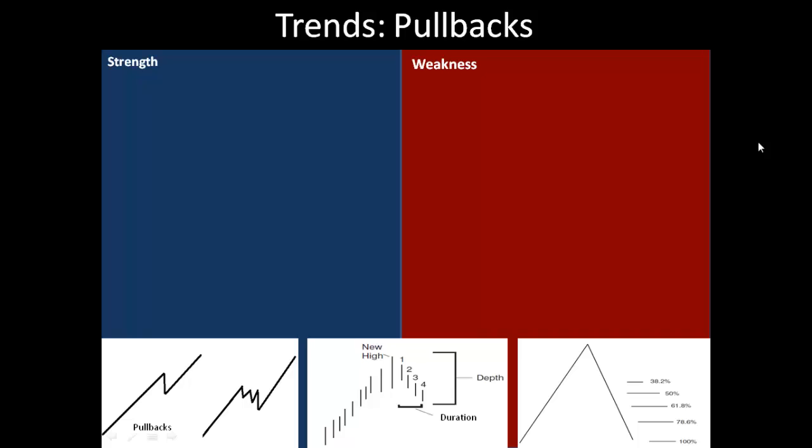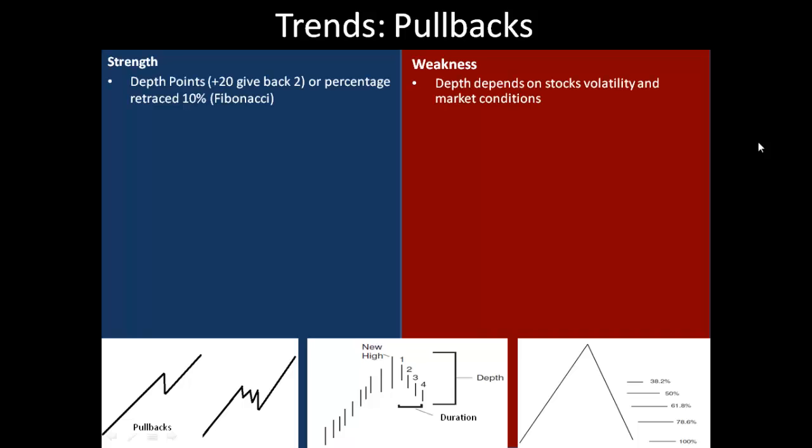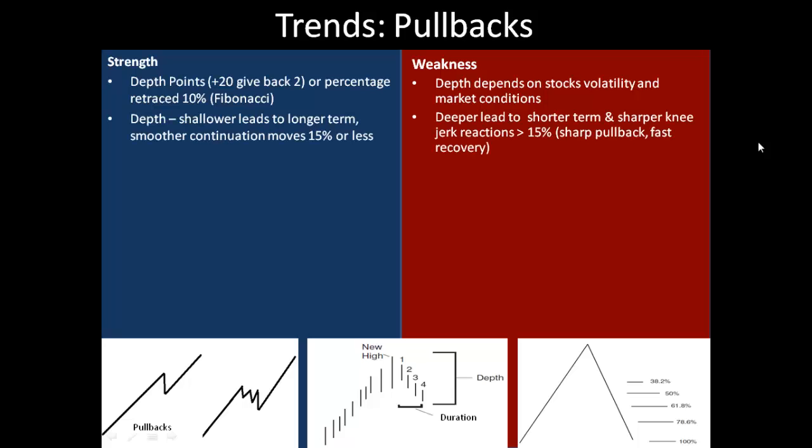Now we're going to look at pullbacks in context of the trend. When you have a pullback, you like to see a shallow pullback, an orderly pullback. So say the price ran up 20 points and it pulls back $2. You've had a 10% retracement. A pullback with an extremely volatile or deep pullback is a sign of weakness. So we like to see the shallower pullback, usually 15% or less. Once you get over a 15% pullback, a lot of times you'll see a knee-jerk pullback, like a sharp pullback and a fast recovery, which just happens to be one of our sell signals.